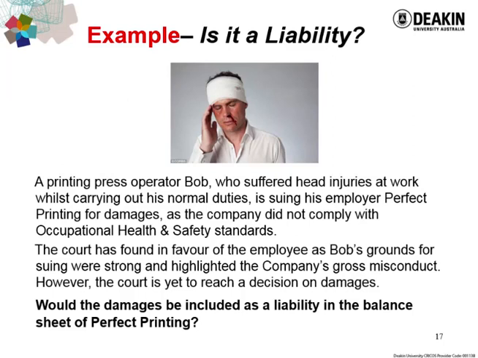Now, let's have a look at the second example. In this example, an employee Bob suffered from head injuries at work. Poor thing. Bob sued the company for damages because the company failed to comply with workplace health and safety regulations. The court has concluded that the company is indeed liable for it, meaning the company actually loses the case. However, the court has not finalized the amount of compensation. Question: should the company record the damages to Bob as a liability?